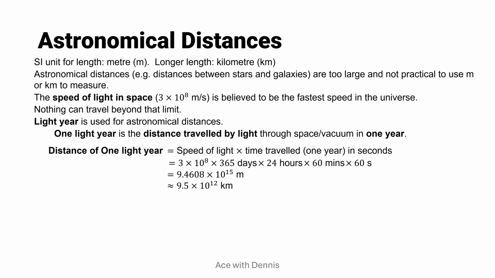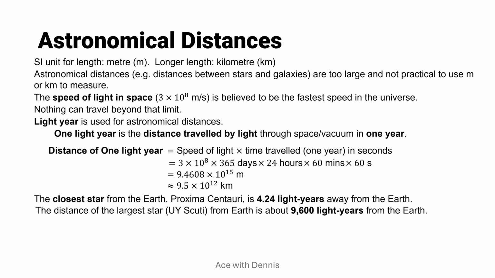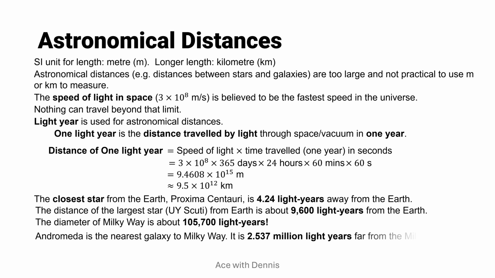The closest star from the Earth, which is Proxima Centauri, is 4.24 light years away from the Earth. The distance of the largest star, which is UV Scuti, from Earth is about 9,600 light years from the Earth. The diameter of Milky Way is about 105,700 light years. Andromeda is the nearest galaxy to Milky Way. It is 2.537 million light years far from the Milky Way.